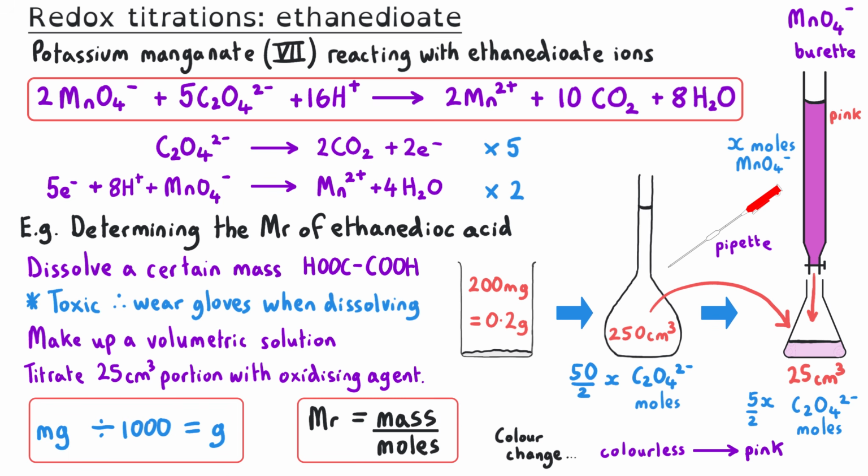And then finally, since you know that the mass that you've used is 0.2 grams, and you know the moles by using the titration results, you can work out the Mr of the ethanedioic acid by doing mass divided by moles.